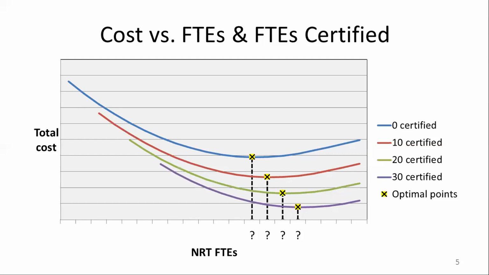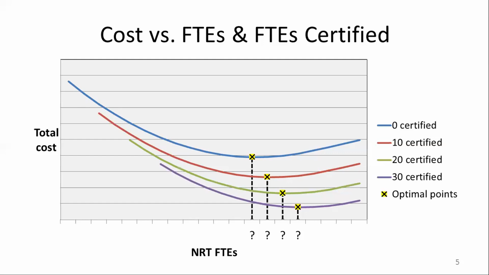As before, the cost would decrease to some optimal point and then begin to increase. Now, for example, the second curve below that represents the situation where, hypothetically, if we had 10 FTEs on the NRT certified in critical care, what the cost would look like. We would expect to see a decrease in cost across the board because those 10 FTEs would be able to cover requests which previously the NRT would not be able to cover with 0 certified nurses.